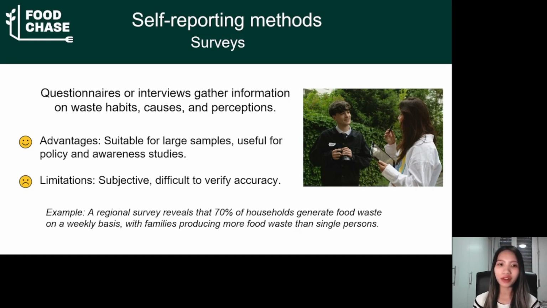For example, a regional survey reveals that 70% of households generate food waste on a weekly basis, with families producing more food waste than single persons. So you can see a pattern here. A family produces more food waste because usually large families have a habit of overpurchasing, while single persons have a tendency of buying only what they really need.